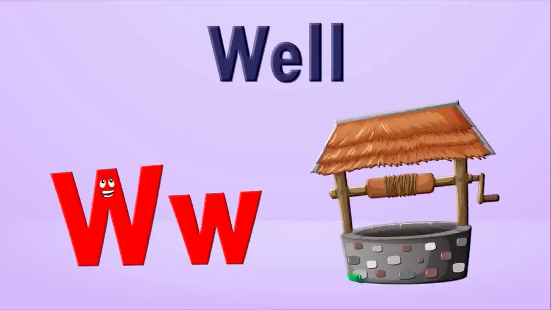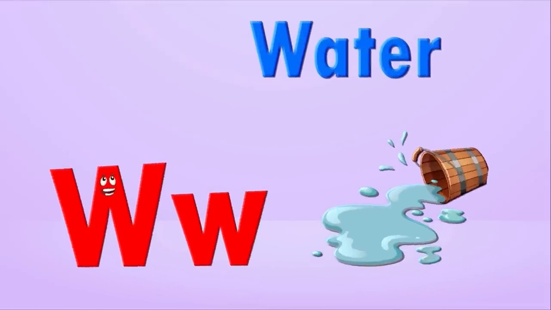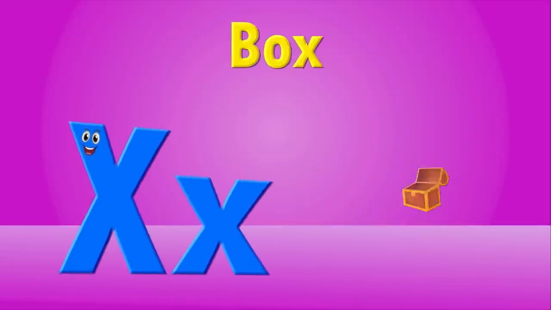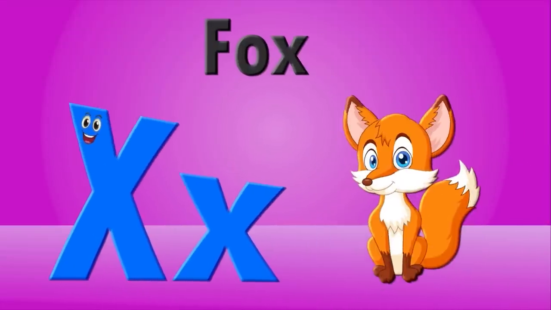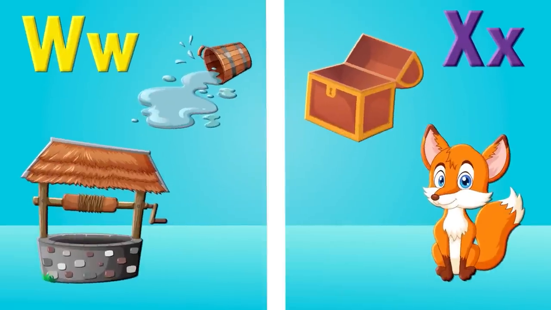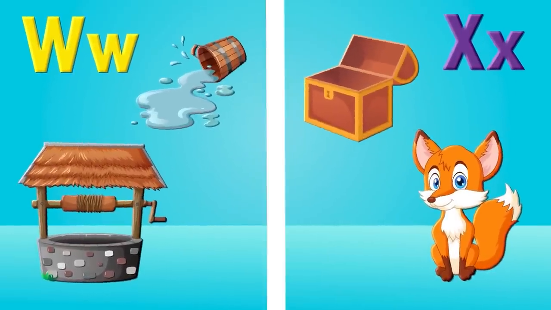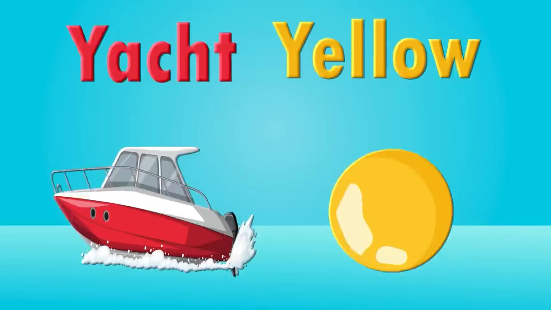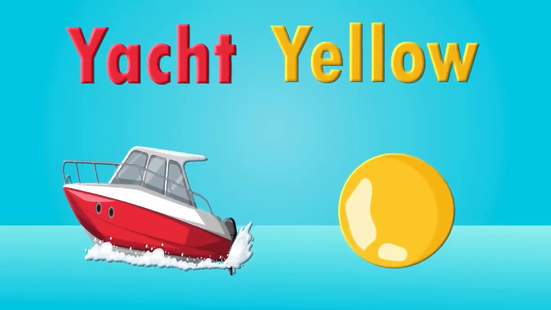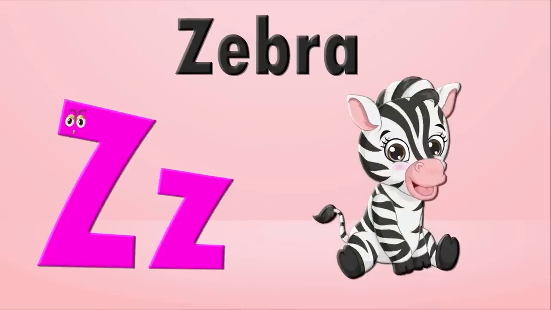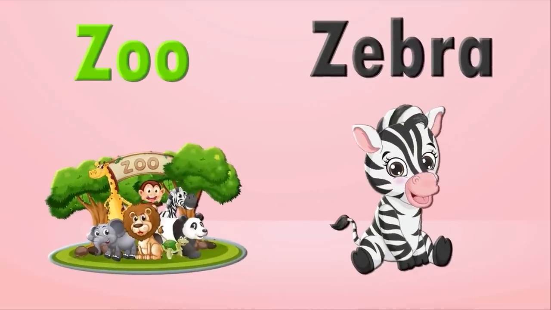W for well and W for water. X for box, X for fox. Y for yacht and Y for yellow. Z for zoo, Z for zebra.